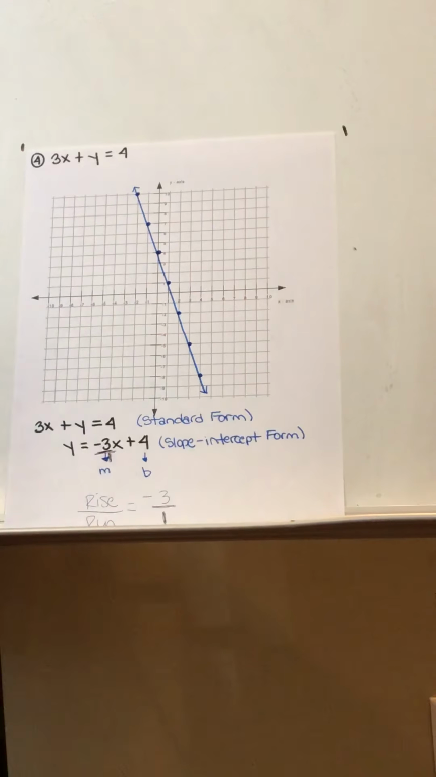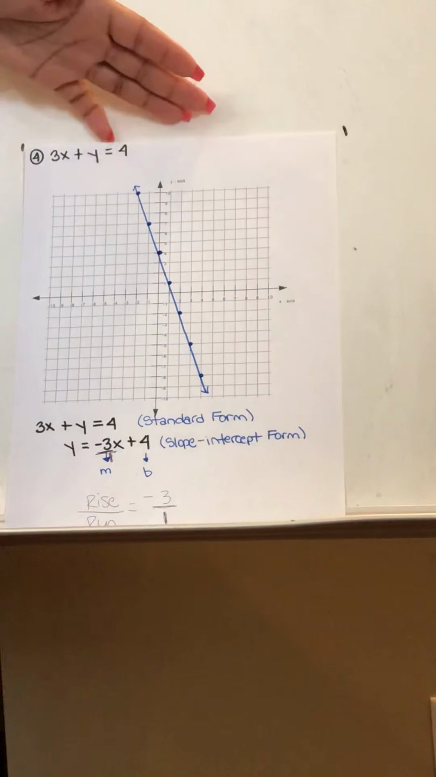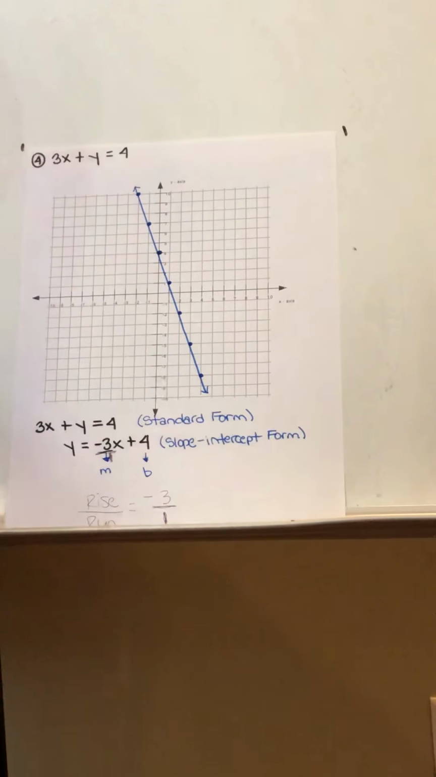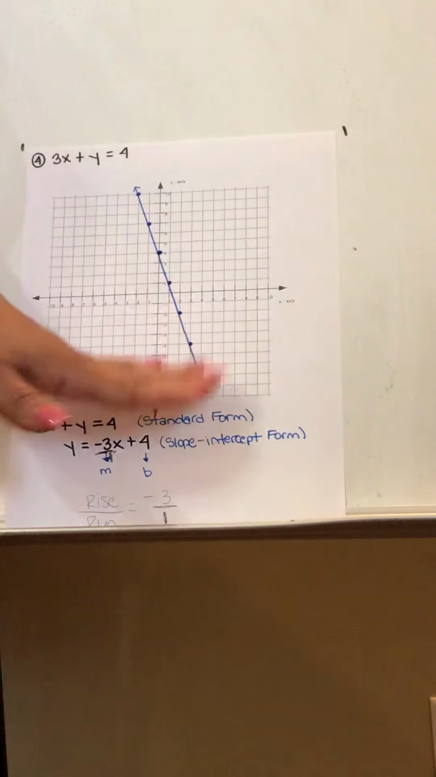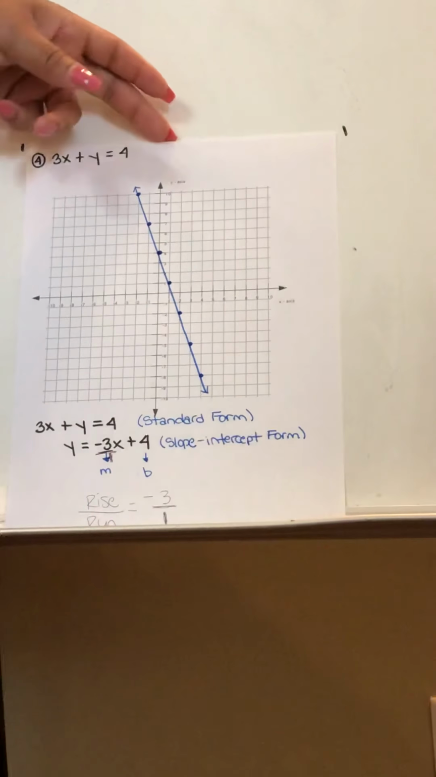Once you have about 3 points, you can connect. Again, this line has a negative slope. You see it is decreasing.